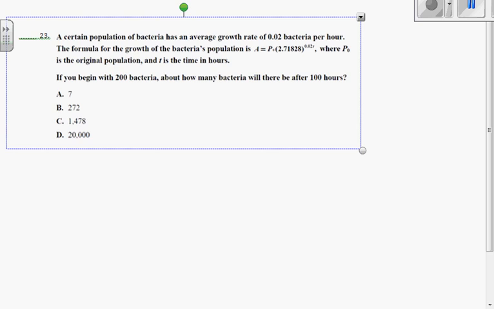Number 23. A certain population of bacteria has an average growth of 0.02 bacteria per hour. The formula for the bacteria is shown here, where P sub 0 is the original population and T is the time in hours. Okay. It says if you begin with 200 bacteria, that is directly saying P sub 0 because begin with is the original population. So P sub 0, which is located right there, we're going to put 200 right there. And then this big number.